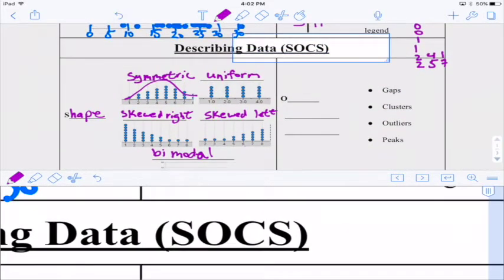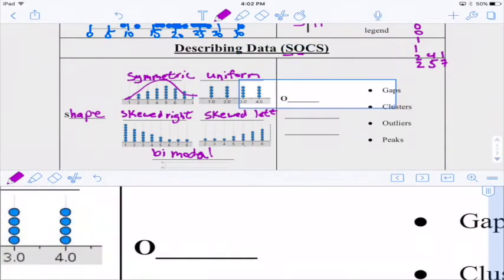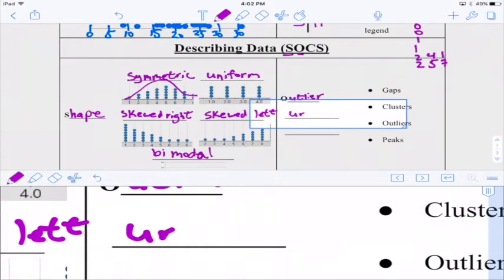So we have this little acronym for describing data. We always want to describe the shape. O stands for outliers, but also unusual characteristics.